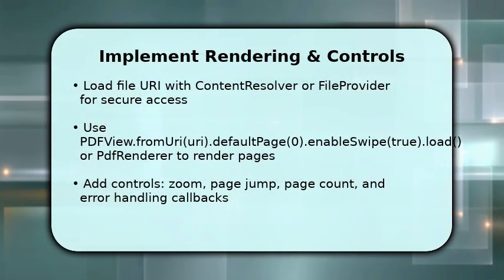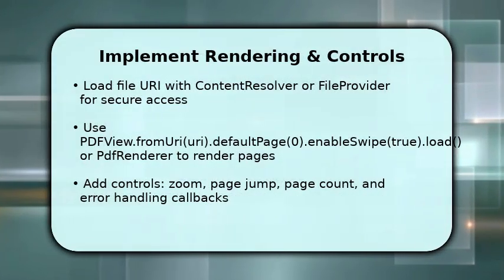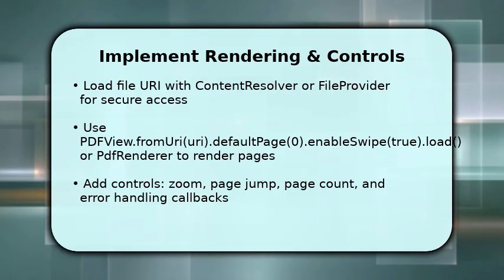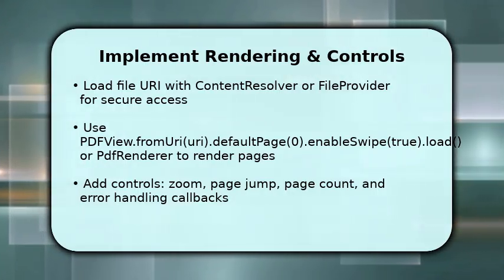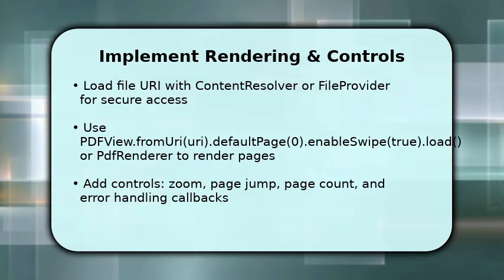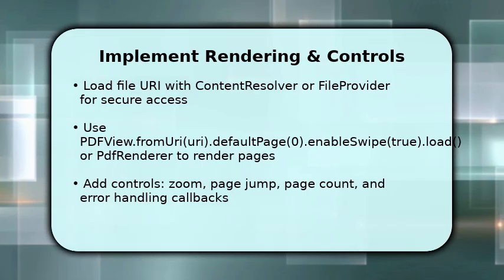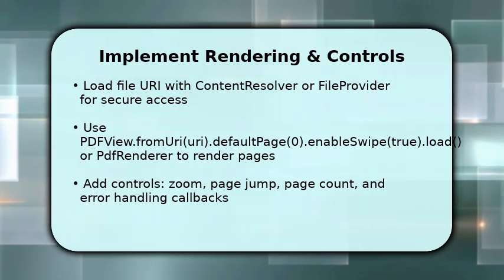You will implement the core reader flow. Load the PDF using a secure URI via file provider or content resolver to avoid file URI exposed exception, then call the viewer API. For Android PDF viewer, use PDF view.fromUri, and configure default page, swipe, and spacing.